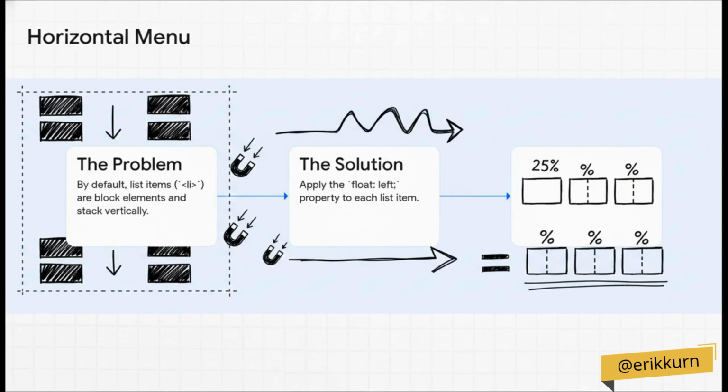Okay, here's the secret. List items are what's known as block elements. By default, that means they're kind of greedy. They take up the full width available and push everything else down below them. The solution is the magic CSS property, float left. When we apply this to each menu item, it tells them, hey, stop stacking and line up next to each other. Then we just do a little math. If we have 4 items, we give each one a width of 25%, and boom, a perfect menu bar.